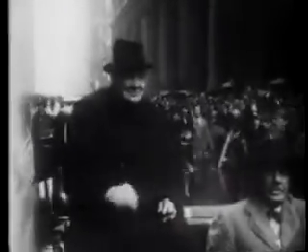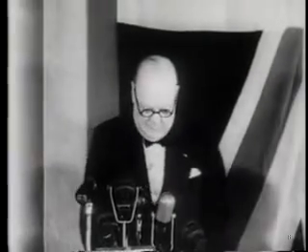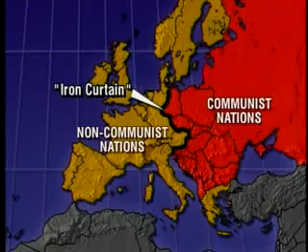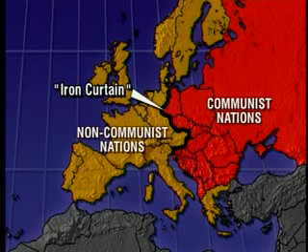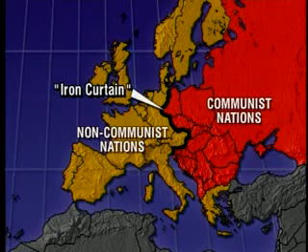In 1946, former British Prime Minister Winston Churchill warned America and the world that Soviet expansion would not stop at what he called the Iron Curtain, an imaginary line that separated the countries in Western Europe from the countries under Soviet domination in Eastern Europe.